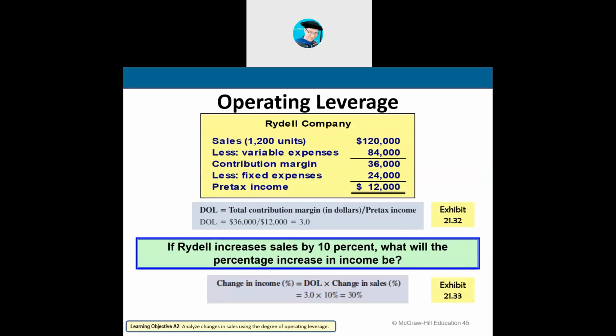My operating leverage, or my total operating leverage, to find that, we take the contribution margin in sales dollars divided by the pre-tax income to get the level of leverage. In this case, 3 or 30%. If we take the operating leverage times a percent change in sales, we get my change in total income.